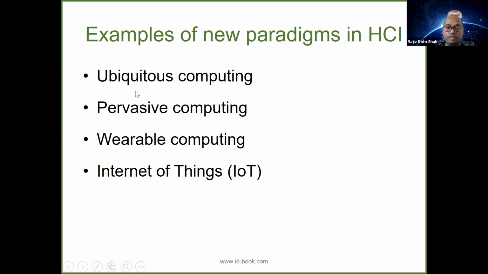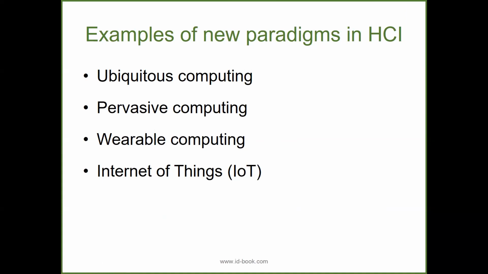Ubiquitous means it's present everywhere, anytime, and so on, right? So can anybody give examples of ubiquitous computing or pervasive computing or Internet of Things? Cloud computing. Yeah, cloud computing is also one of them. Anything else? Mobile. Yeah, mobile, right? Smartwatch, wearable computer.